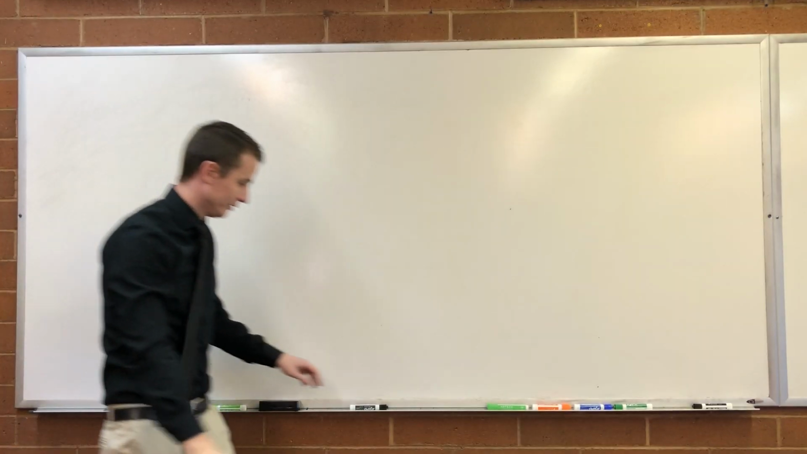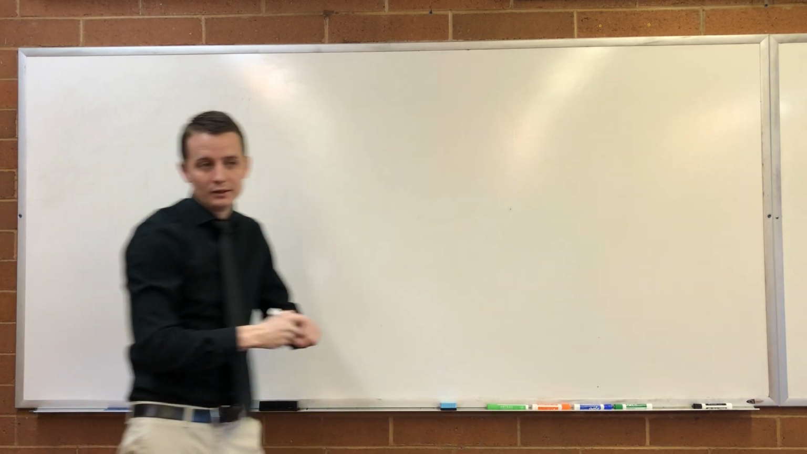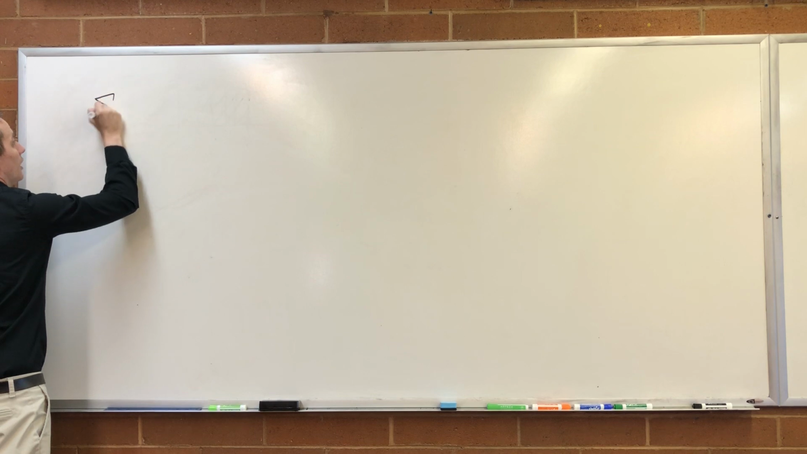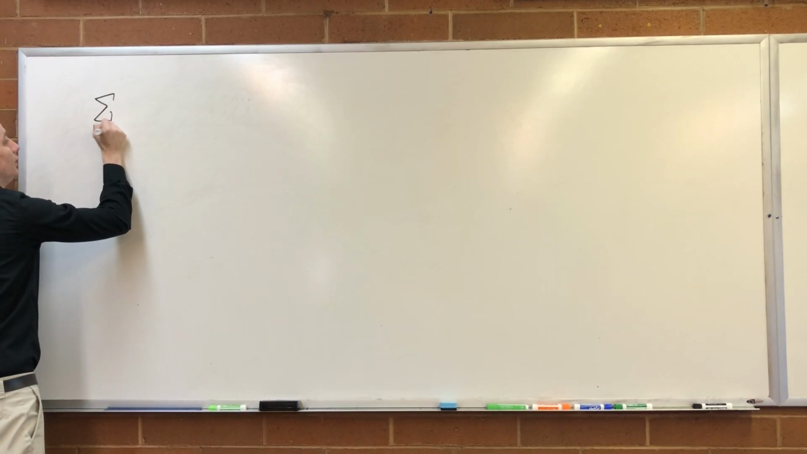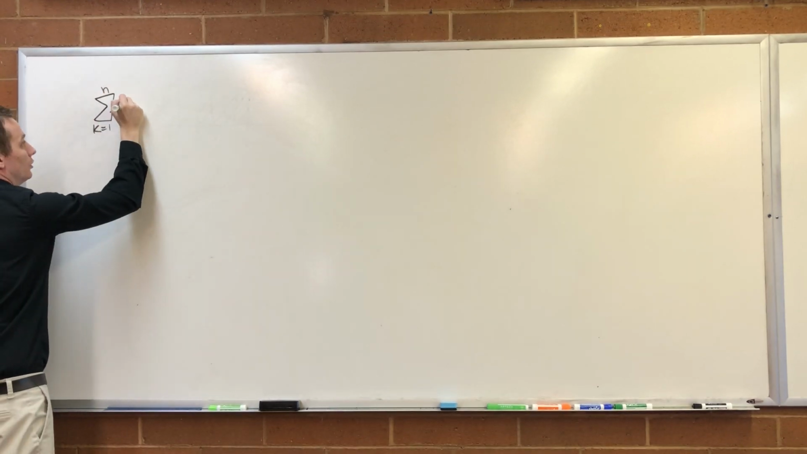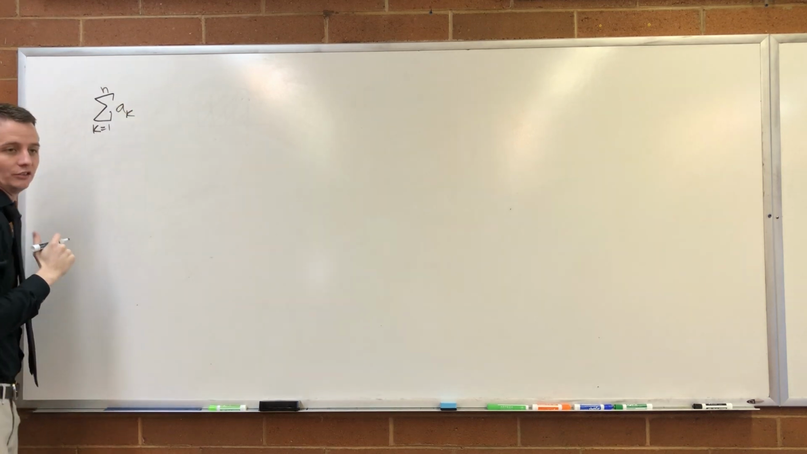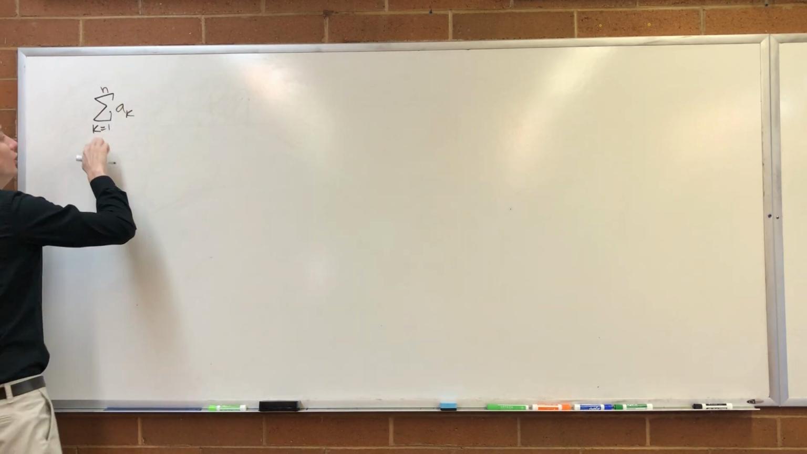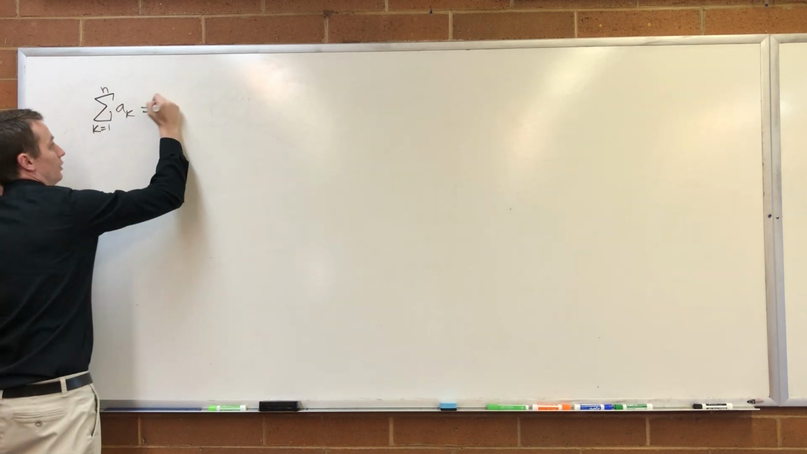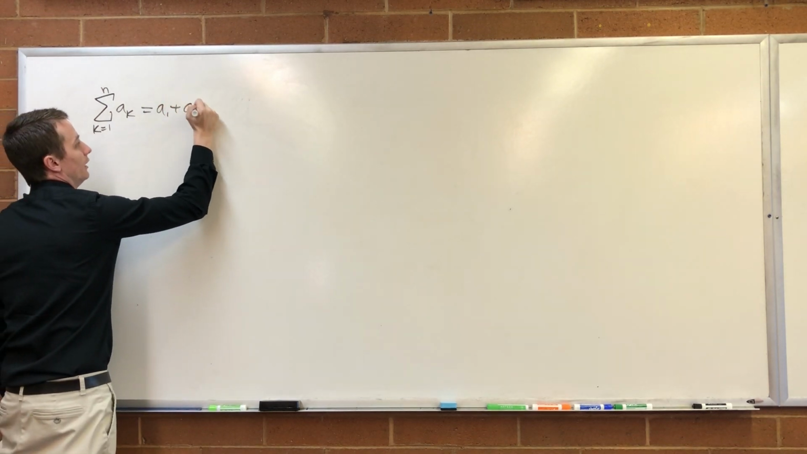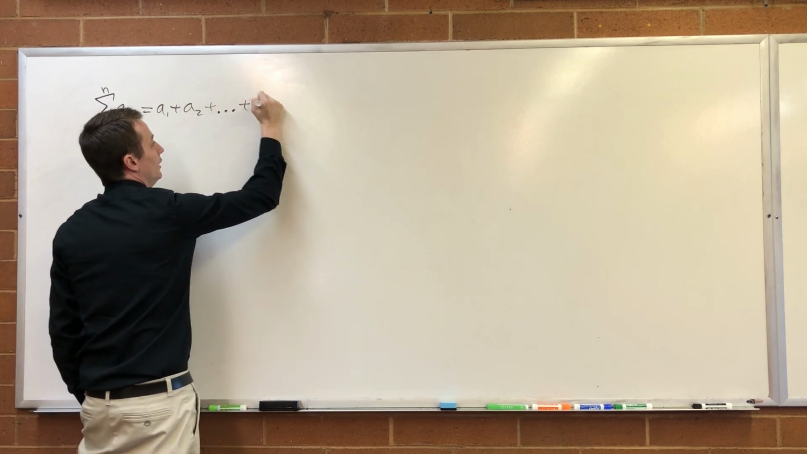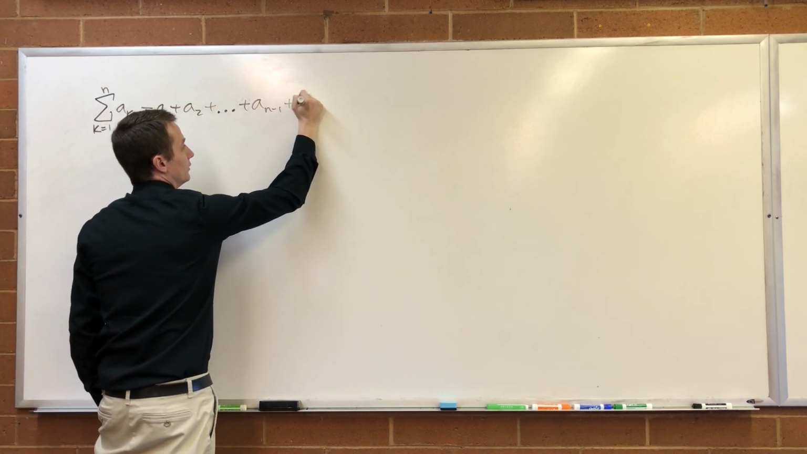So first we'll start with sigma notation. Sigma notation looks something like this. We are going to sum up from k equals 1 to n the terms a sub k. This is written in its most general form, and then we'll get to a lot of specific examples. What does this mean? This means we are looking at a sub 1 plus a sub 2 plus dot dot dot plus a sub n minus 1 plus a sub n.